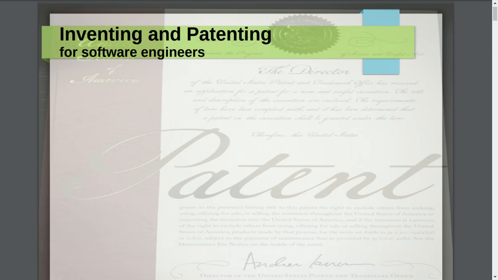Hi, this is Keir Finlow-Bates, and today I'm talking about inventing and patenting for software engineers, although it also applies to hardware engineers. The aim is basically to give you an idea of what inventing and patenting is about, and to let you know that pretty much anybody can actually become an inventor.